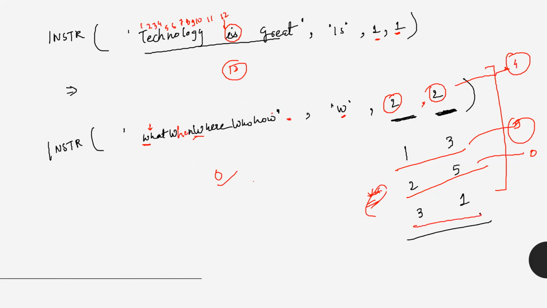Start from the third position and look for the first W after the third position. What is the third position here? The third position is A. And the first position of W after A is this, right? This is first, second, and this is 3. So what would be the result? 3. Correct. So this is about INSTR and SUBSTR.